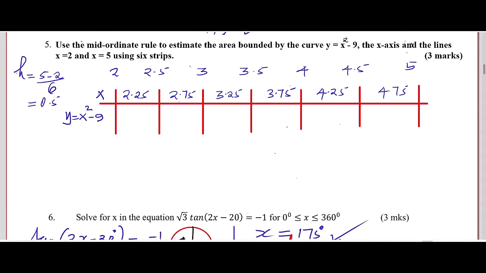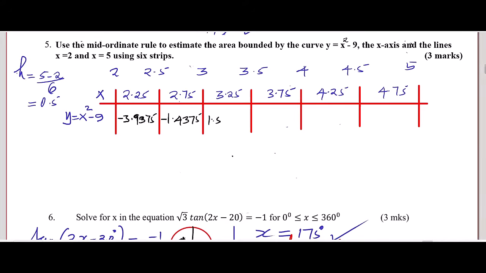So you simply substitute x in that function, y equals x squared minus 9. For example, the first one, y equals x squared minus 9 when x is 2.25. Just substitute there and fill this using a calculator. So when you use a calculator to fill these, these are the values that you're supposed to get. The first one will be negative 3.9375. Then for 2.75, that will give you negative 1.4375.